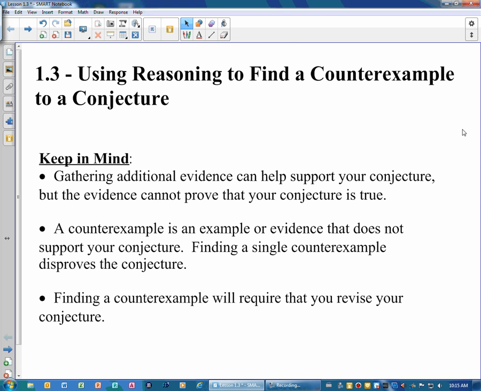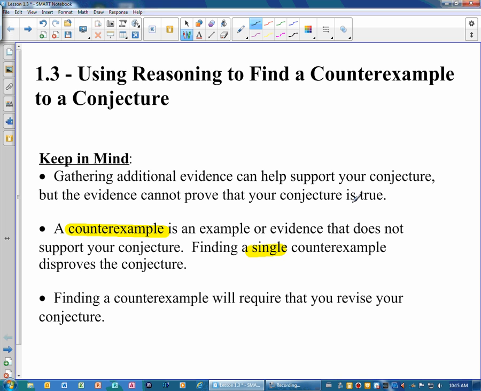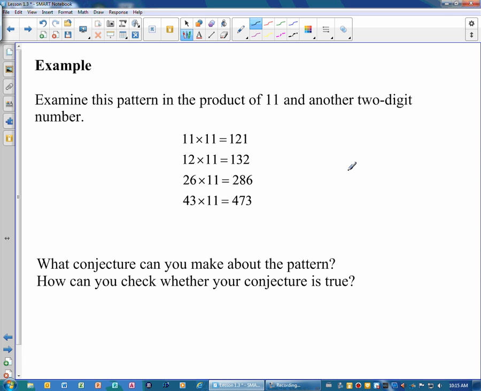But a counterexample, and this is an important word, okay? A counterexample is an example or evidence that does not support your conjecture. And if you can find one single counterexample, you've disproved your conjecture, okay? So because you keep finding things that can support it doesn't necessarily make it true, but the second you find something that disproves it, you know for sure it's not true, okay? And if you find a counterexample, you will have to revise your conjecture because now you know that it's not true.